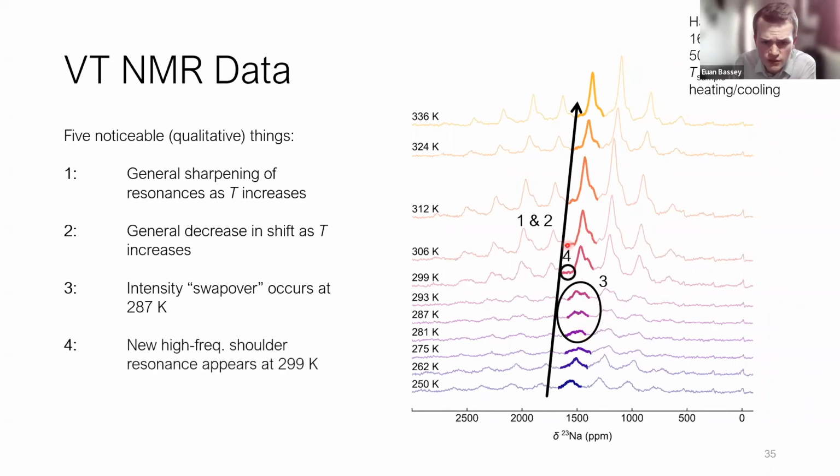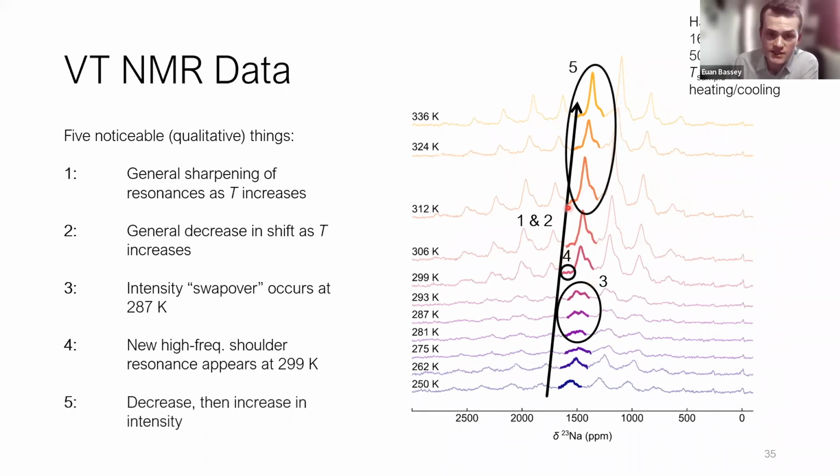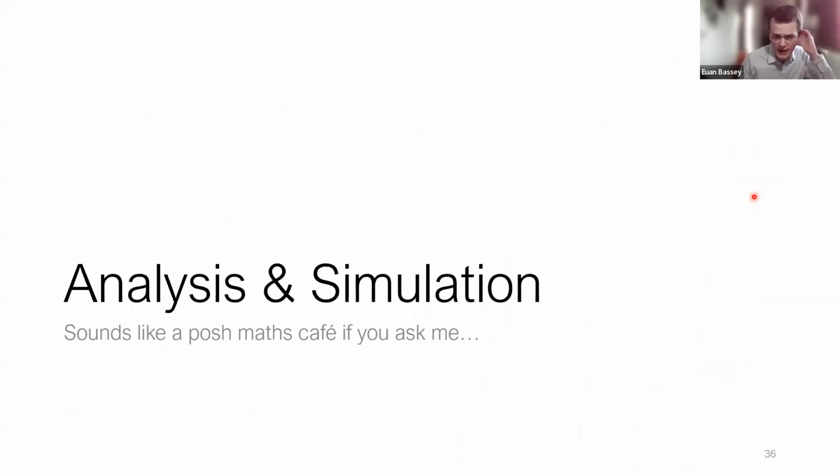An additional thing to notice is that this third shoulder peak appears only at relatively high temperatures. And then the very last thing is that we see a rather strange variation in the intensity profile, which is that it decreases and then comes back and increases again, which is quite unusual. And this occurs regardless of the MAS speed, just in case you were curious. Okay, so analyzing and simulating all of this data, how can we go about actually understanding what is occurring?